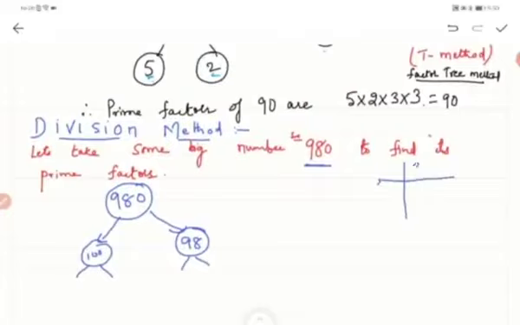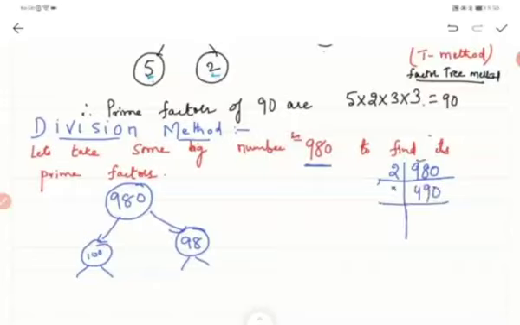Take 980 here. You need to divide this number by the smallest factor. Let's start from 2. This number goes by 2. 2 fours are 8, so 1 will remain here, and 1 plus 1 is 18. 2 nines are 18 and 0 you'll get. So 2 490s are 980. Again go and divide.